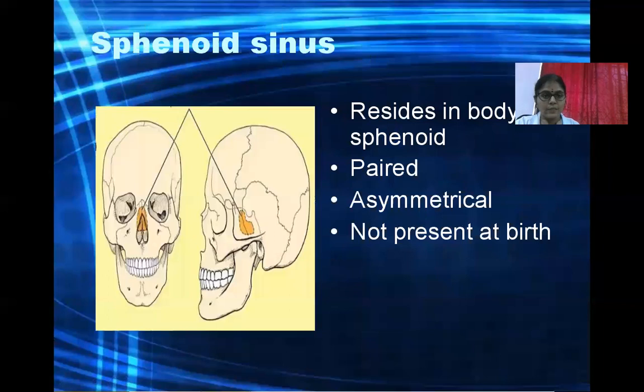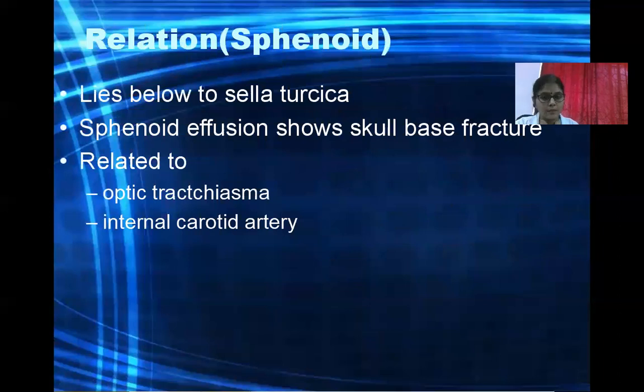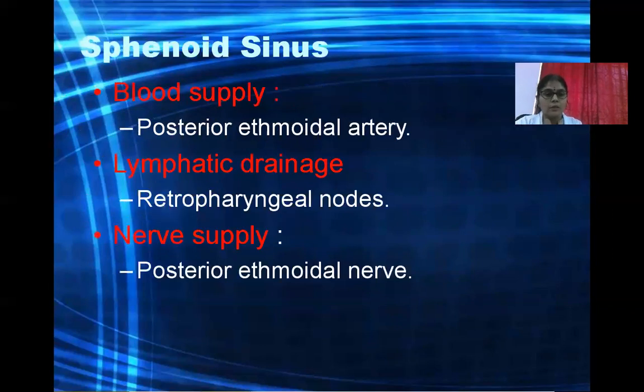Coming to the sphenoid sinus. The sphenoid sinus resides in the body of the sphenoid bone. They are paired, asymmetrical, and not present at birth. It lies below the sella turcica, and sphenoid effusion shows skull base fractures. If there is effusion in the sphenoid, that means there is a skull base fracture. It's related to the optic tract, chiasma and internal carotid artery in the lateral wall. The sphenoid sinus is supplied by the posterior ethmoidal artery, lymphatic drainage is to retropharyngeal nodes, and it's supplied by the posterior ethmoidal nerve.